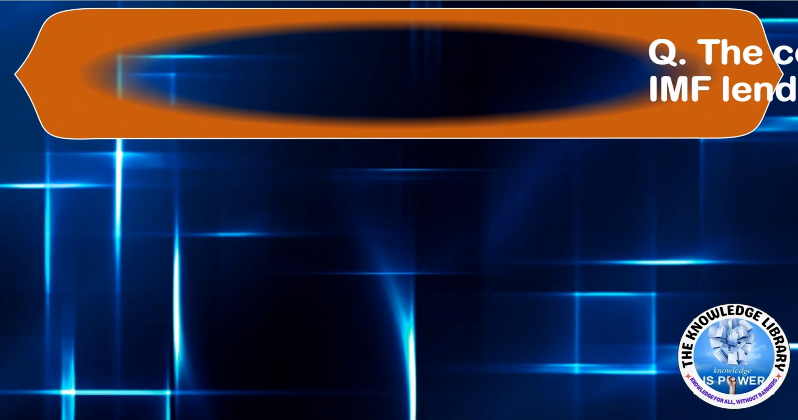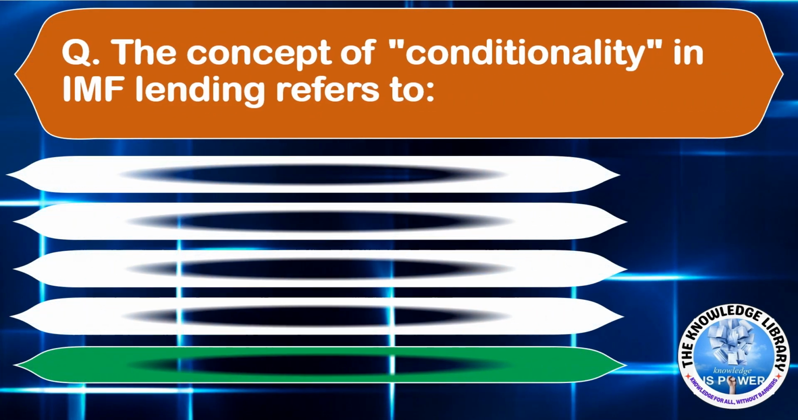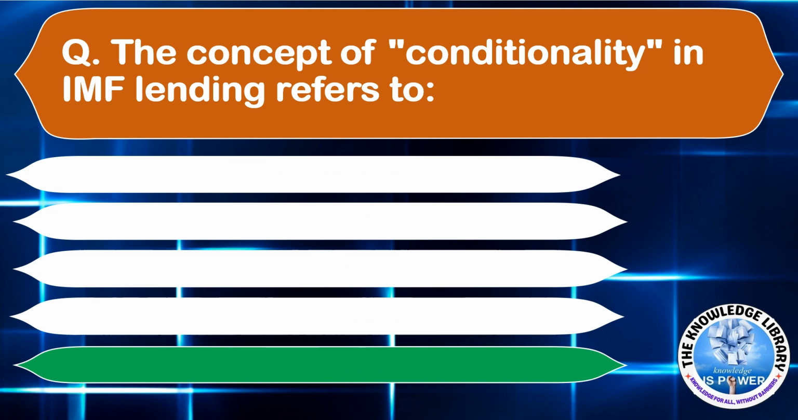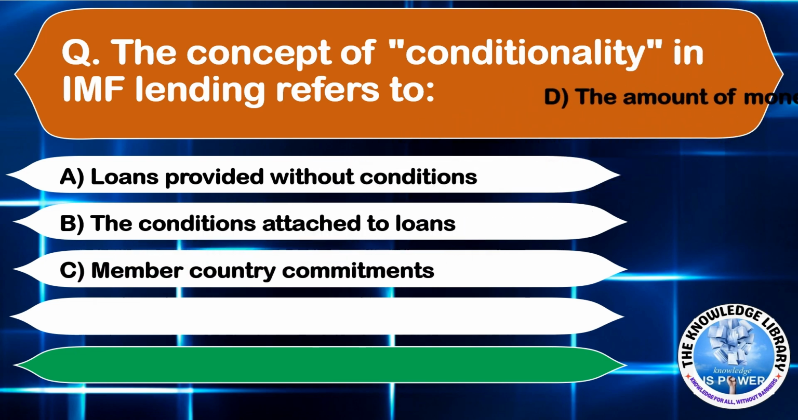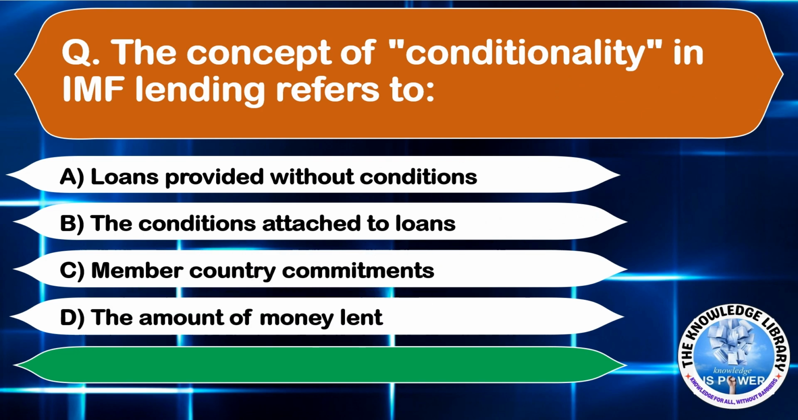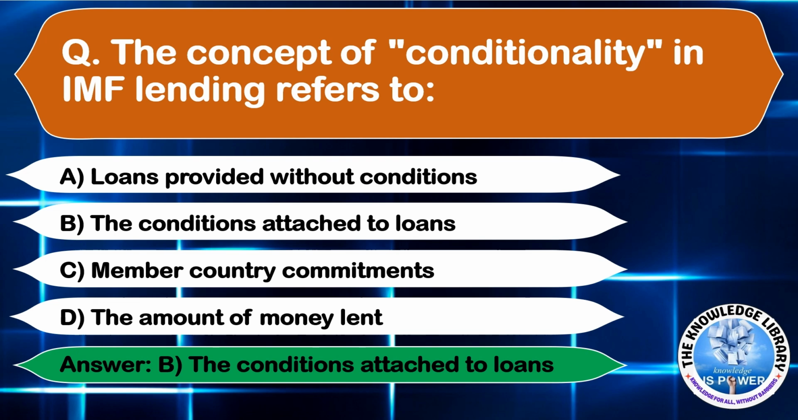The next question is, the concept of conditionality in IMF lending refers to option A, loans provided without conditions. Option B, the conditions attached to loans. Option C, member country commitments. Option D, the amount of money lent. Answer is option B, the conditions attached to loans.